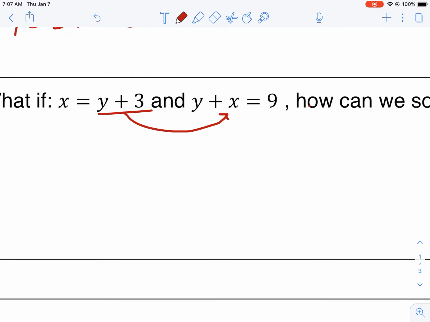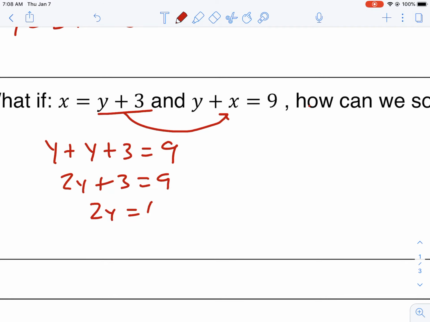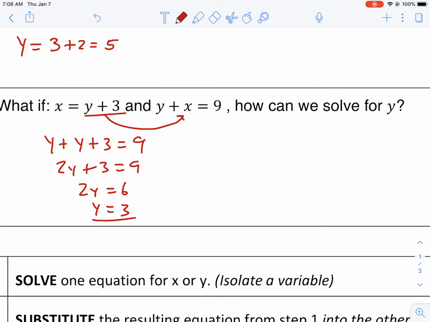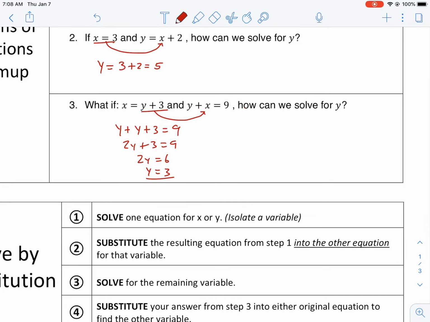So we're going to substitute y plus 3 in for x. And in doing so, we are eliminating the x from the equation and putting in two y's. Now we can combine like terms, right? Now we can solve and actually get y, right? y is 3. And so this is a method that we're going to be practicing today.